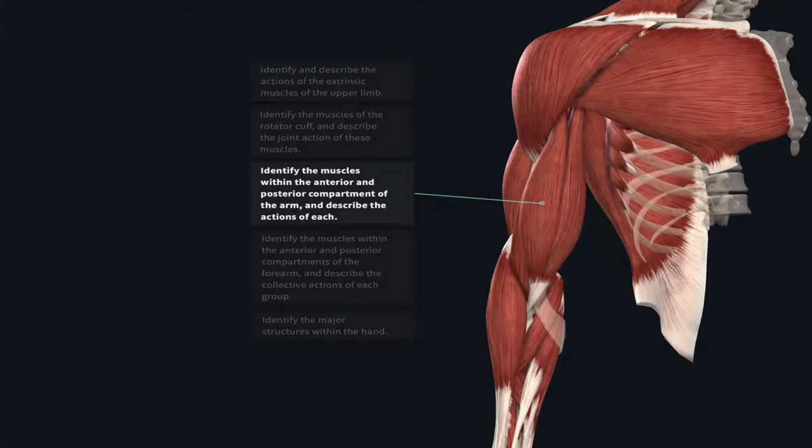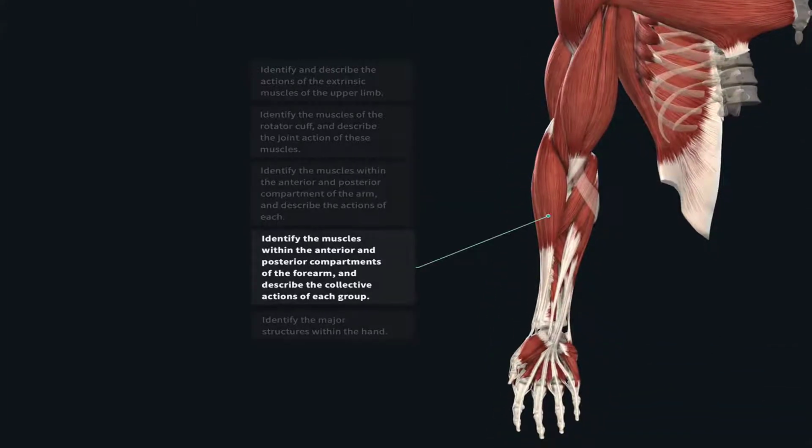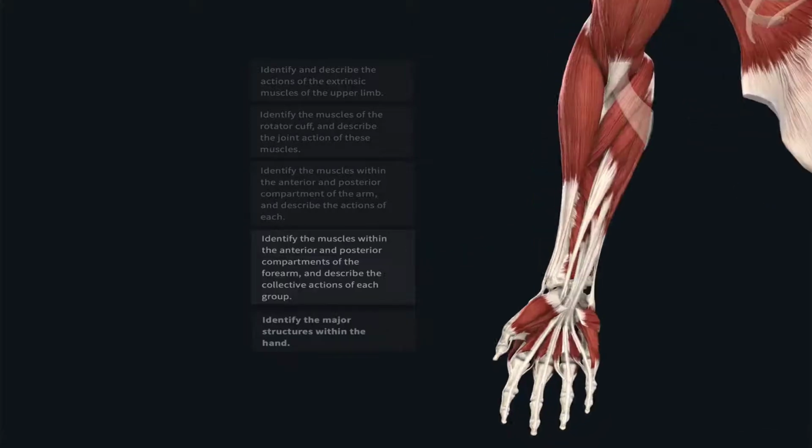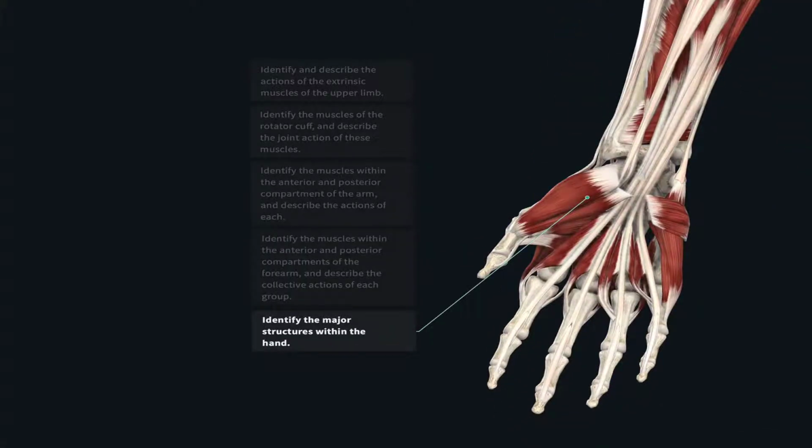Identify the muscles within the anterior and posterior compartments of the arm and describe the actions of each. Identify the muscles within the anterior and posterior compartments of the forearm and describe the collective actions of each group. And lastly, identify the major structures within the hand.